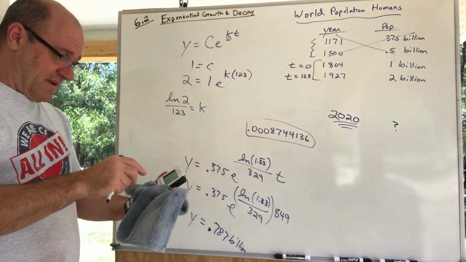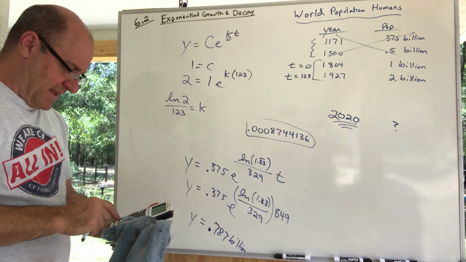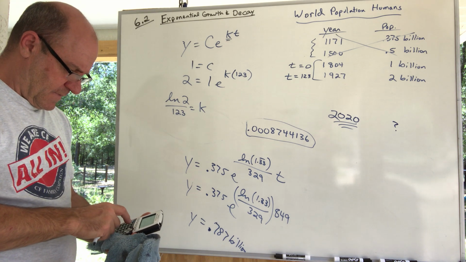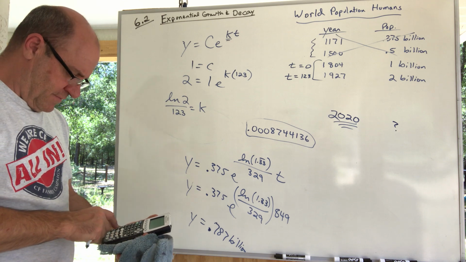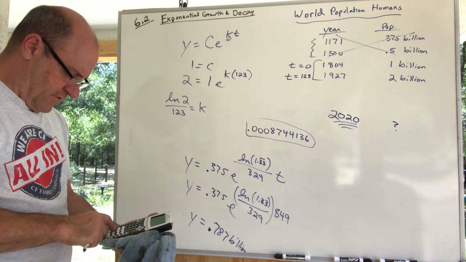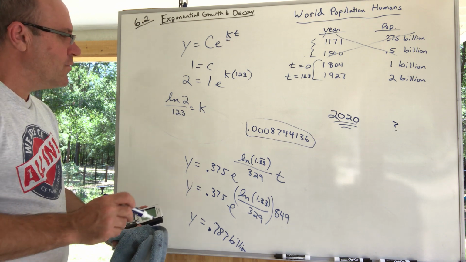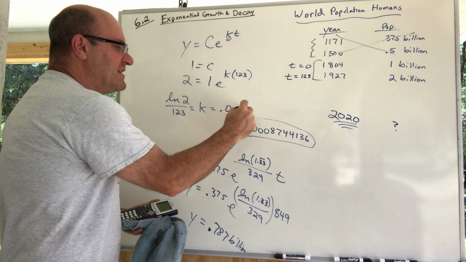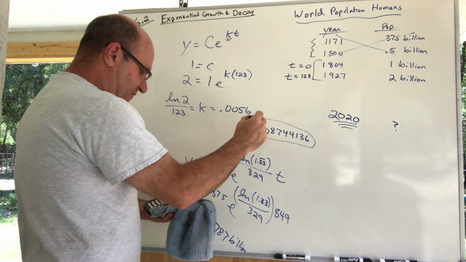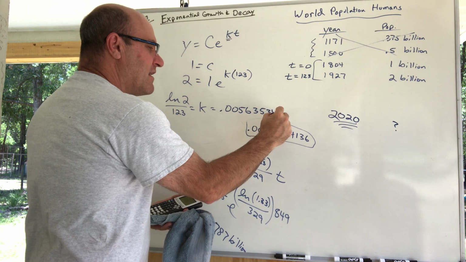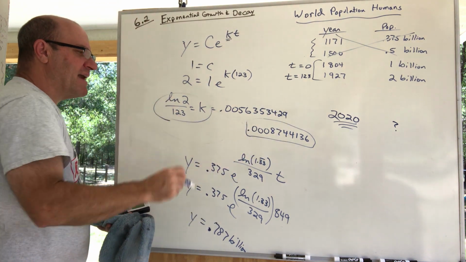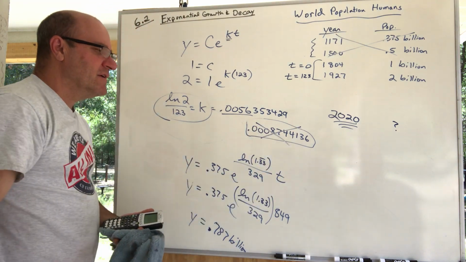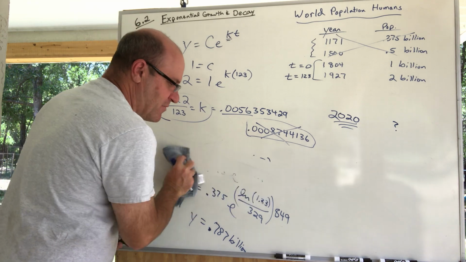Starting in 1804, what did the population do? So let's see what that is. Natural log of 2 divided by 123. 0.0056. That's quite a bit better. 0.0056. Yeah, that's a different k. 353429 if I wanted to write it all out. But there it is. There's my k. And that's quite a bit bigger number than this old k. So now let's see, can we predict the future?